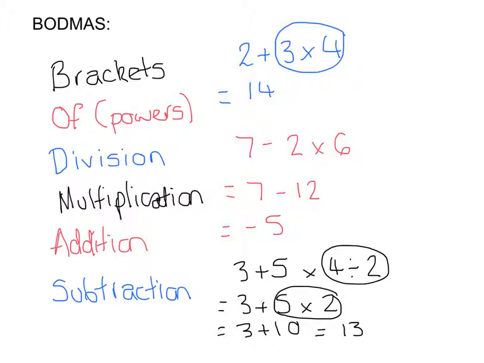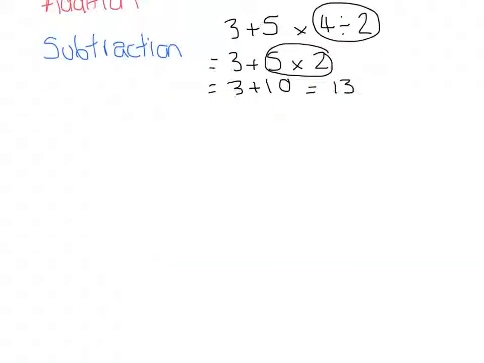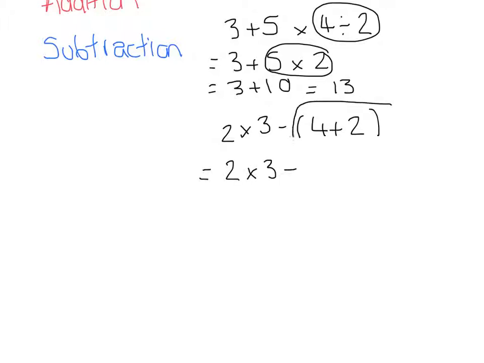We'll look at 2 more examples. This time we'll look at 2 times 3 take away brackets 4 plus 2. Again, looking at BODMAS, the first thing on our list would be brackets. So the first thing we're going to solve are those brackets. So we're going to have 2 times 3 take away the 4 plus 2 here.